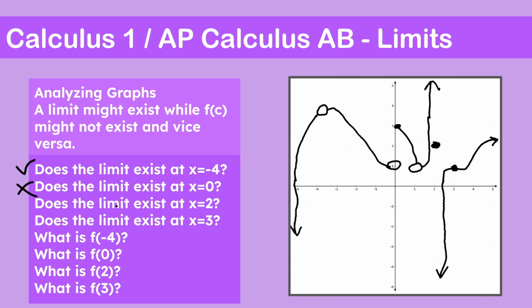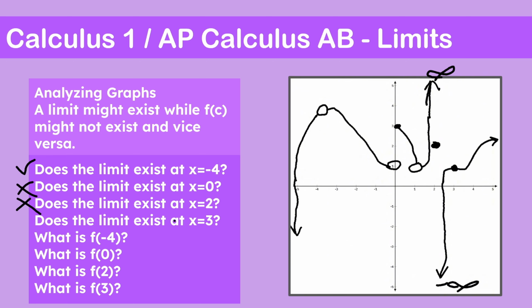This third question asks, does the limit exist at x equals 2? So let's see. From the left, the function approaches positive infinity, but from the right, the function approaches negative infinity. Since these two values are not the same, the limit doesn't exist. And also, since the function approaches infinity, the limit doesn't exist because of that as well. So no, it does not exist, because the limits from both sides are not the same, and they reach positive and negative infinities.